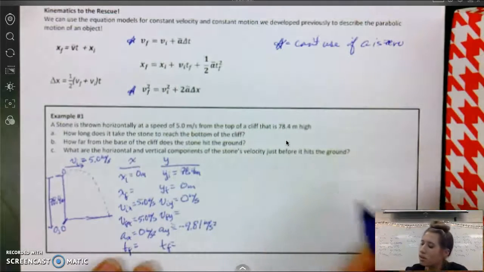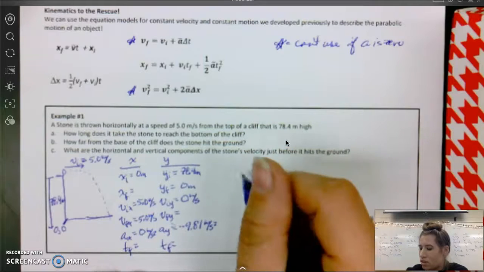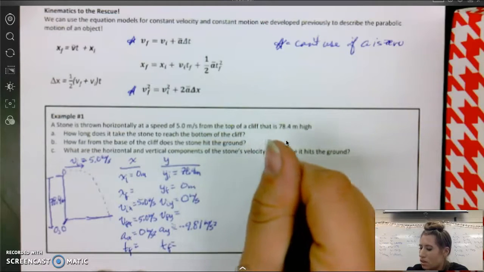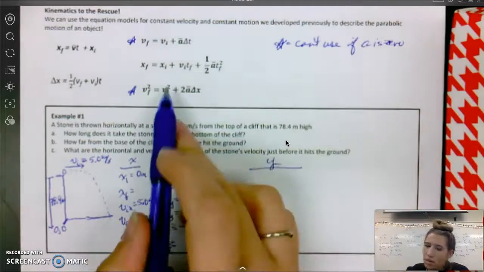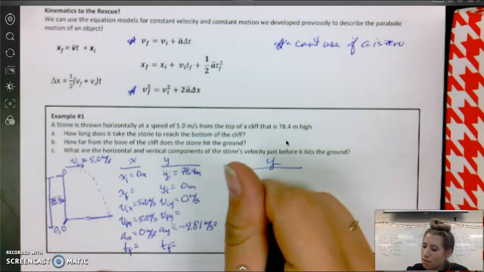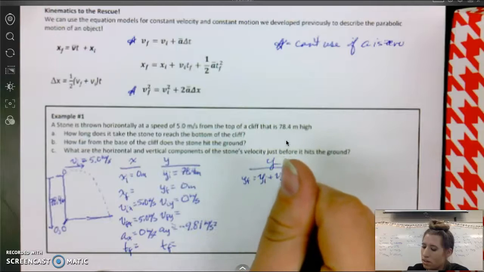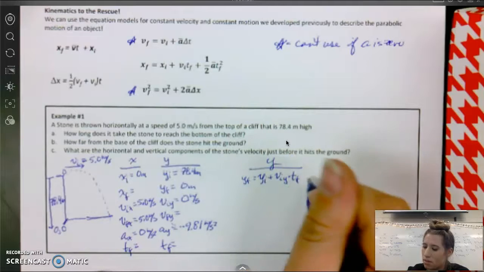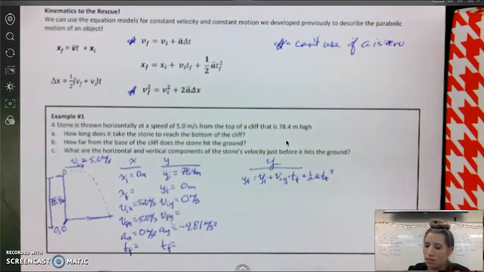So keep your work really organized. We'll say we want to know time. So here's our Y component of work. Now these equations all say X, but we can change it to Y. So we can say Y final is equal to Y initial plus velocity initial Y multiplied by T final plus 1/2 acceleration T final squared. Okay. And let's look at our list here.